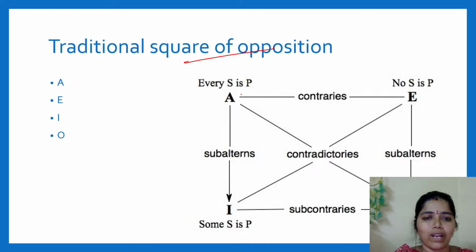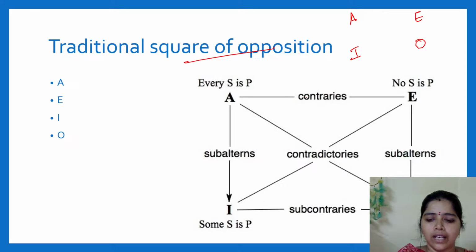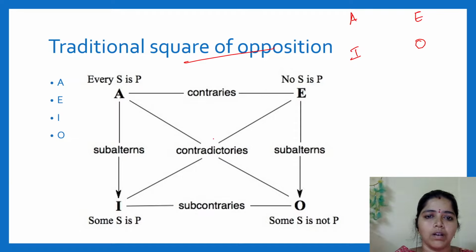So whenever this kind of question is asked in your examination, write down in your paper A, E, I, O. Write it down in your answer script. See here we have some terms like contrary, subcontrary, contradictory, subaltern. These things we are supposed to know.